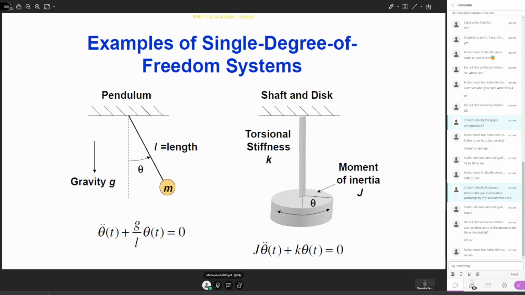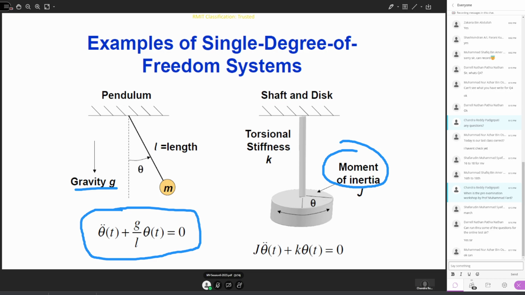Okay, the same thing applies when you're dealing with rotational motion, for example, a pendulum. So you have angular displacement theta, and the pendulum is subjected to gravitational force. So the equation of motion for this will be theta double dot plus g by l theta is equal to 0.